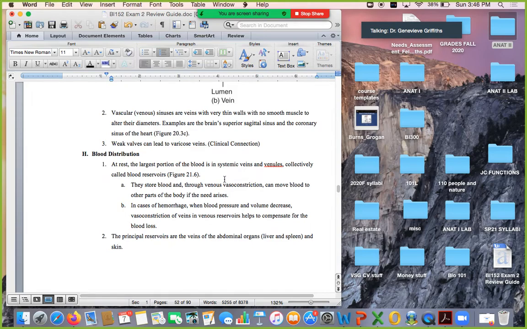Now, venous sinuses are veins that have very thin walls with no smooth muscle, and these are going to be regions like the coronary sinus of the heart, for example, but we also have this in the brain, like the sagittal sinuses of the brain.